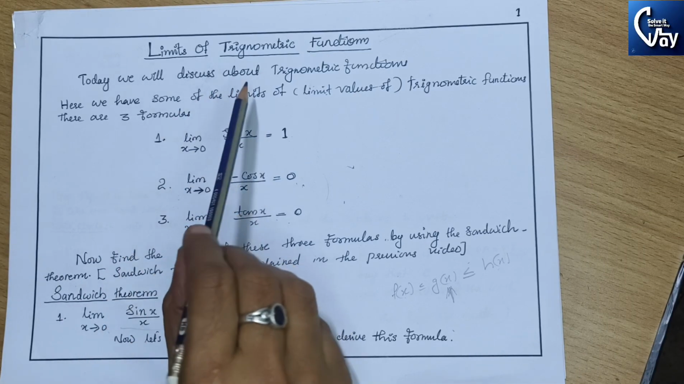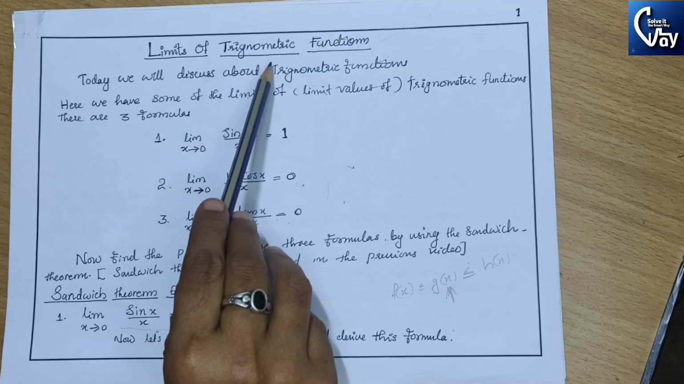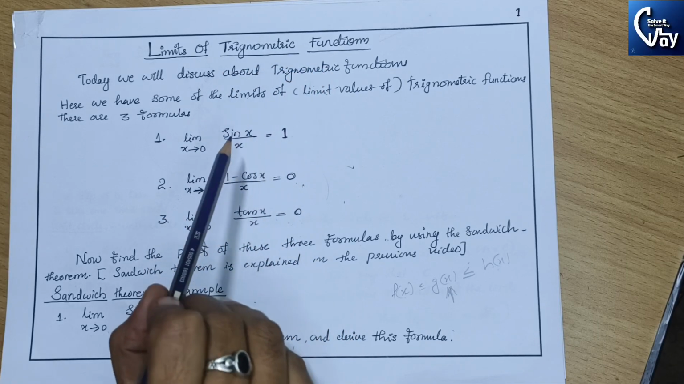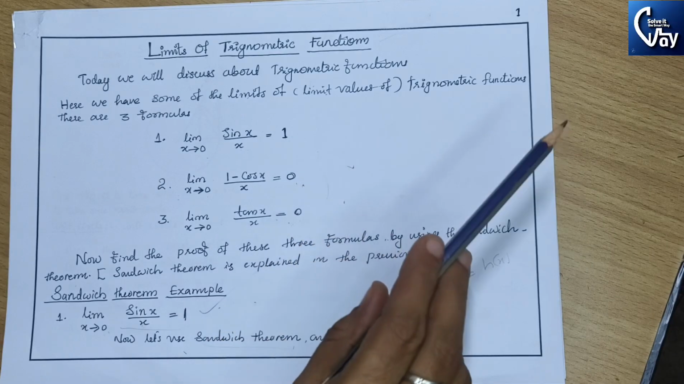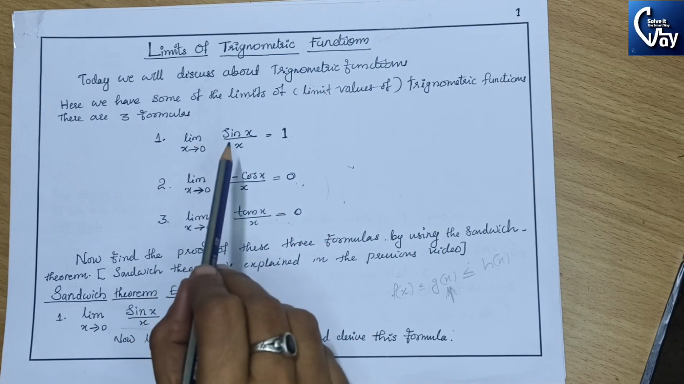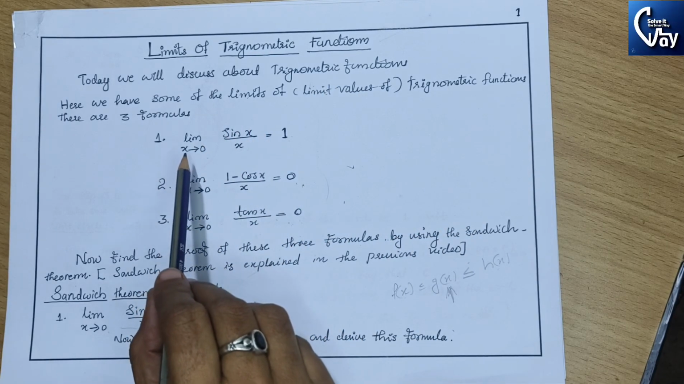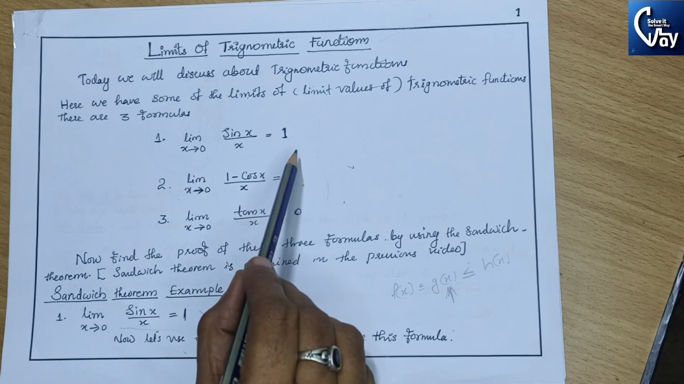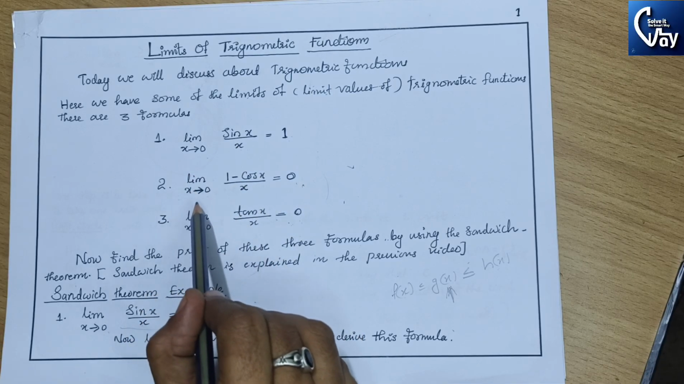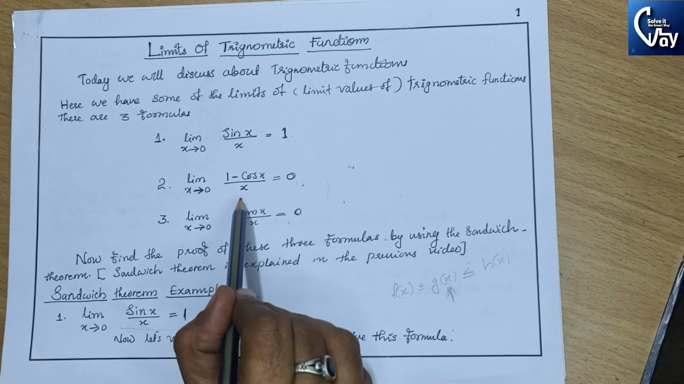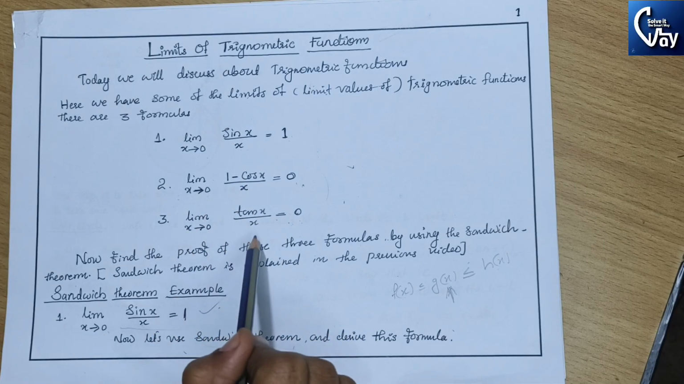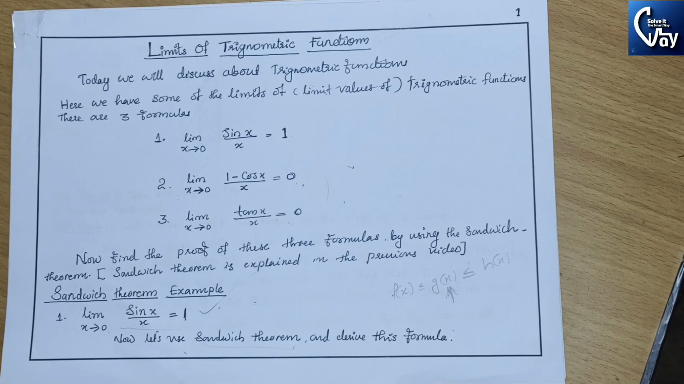Today we will discuss limits of trigonometric functions. Here we have some of the limits of trigonometric functions. There are three formulas. One, limit x tends to 0 sin x by x is equal to 1. Second, limit x tends to 0 1 minus cos x by x is equal to 0. Third, limit x tends to 0 tan x by x is equal to 0.